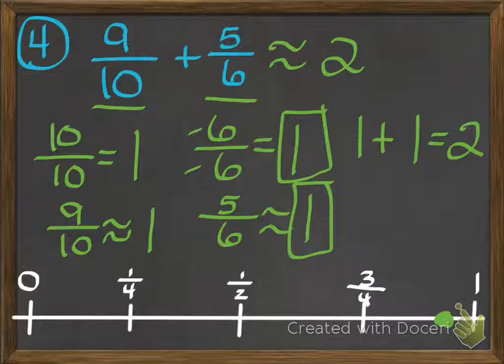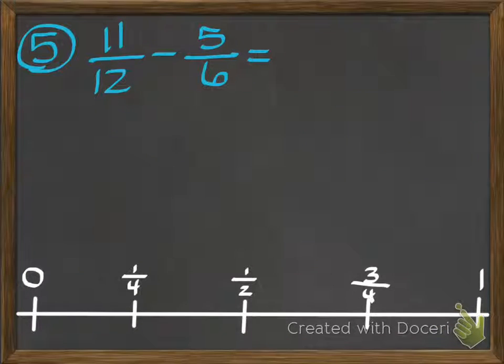Okay, it's not quite equal to 2 because 9/10 is a little less than 10/10, and 5/6 is a little less than 6/6. So each of these fractions are a little bit less than 1. So my answer is going to be just a little bit less than 2. That's a less than sign. I know you can't tell. Sorry. All right, now number 5.